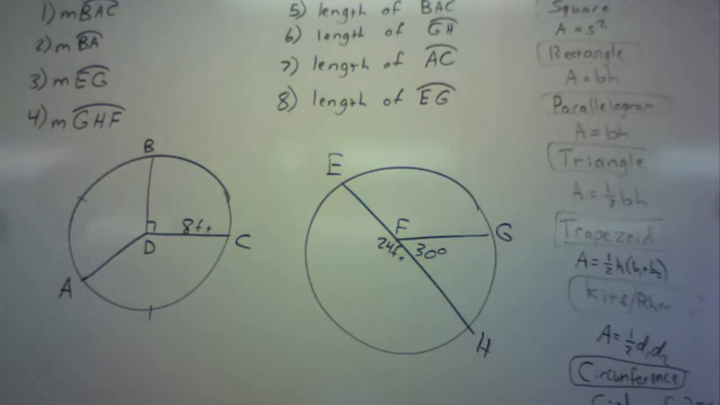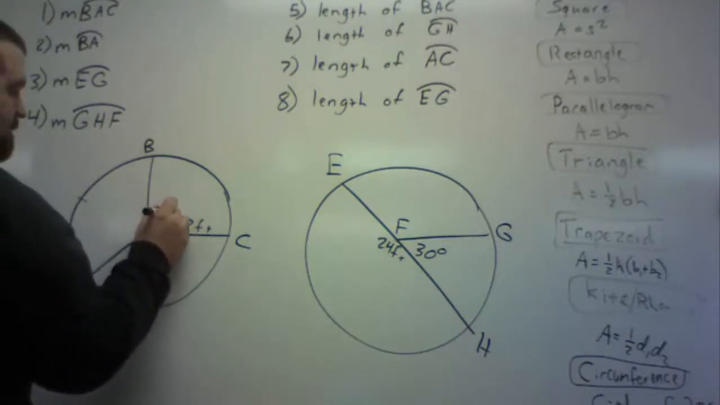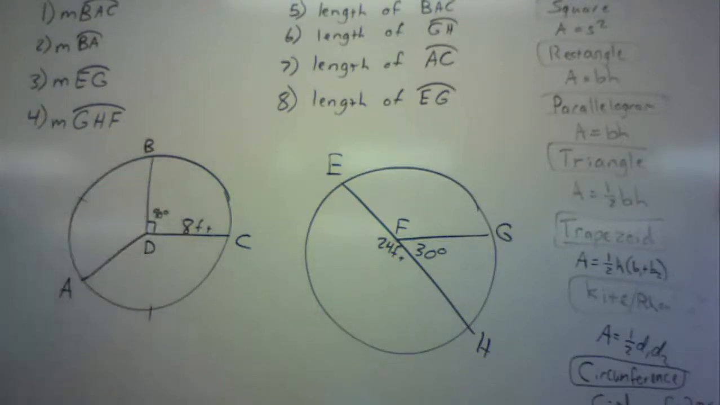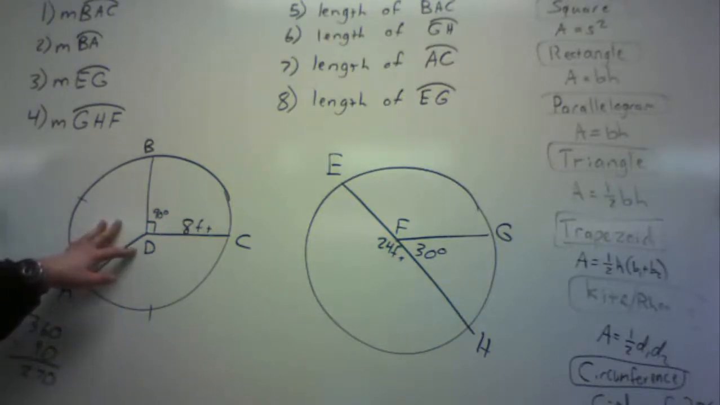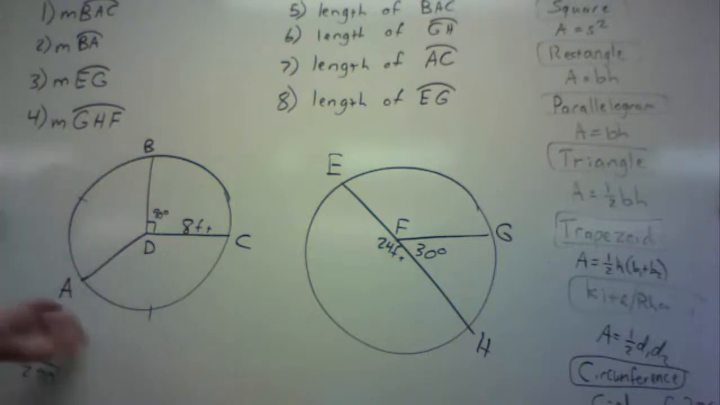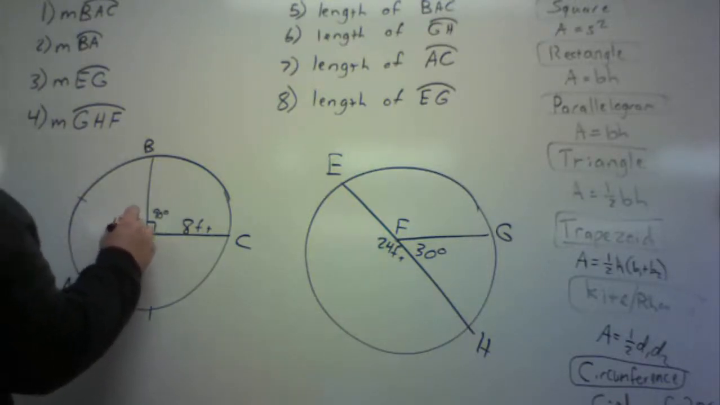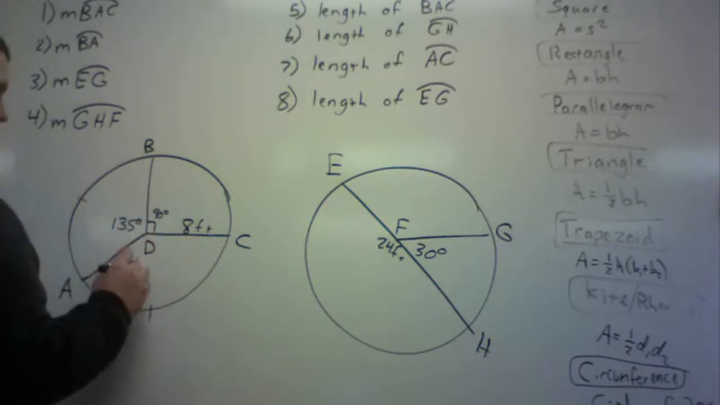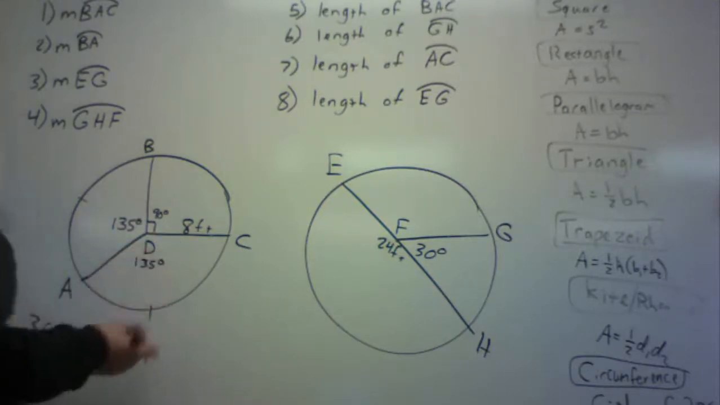Alright, so the first part here, we're just trying to find the measures of everything. So, if this is 90 degrees here, a right angle, the remainder has to be 360 minus 90, which would be 270. And if these two arcs are congruent, that means their measures are congruent. So if the total arc is 270, each arc is half of that, or 135. So this arc is 135 degrees, and this arc over here is 135 degrees in measure.